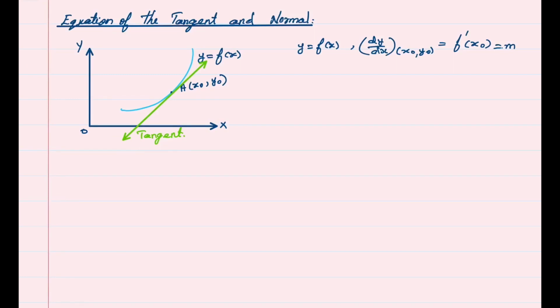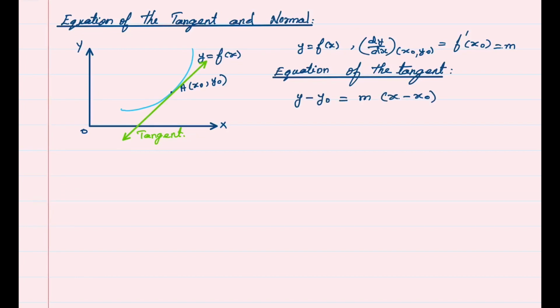Now we know one point A on the tangent and we know the slope of the tangent. We can use point slope form and write the equation of the tangent. It is y minus y0 equal to m times x minus x0.